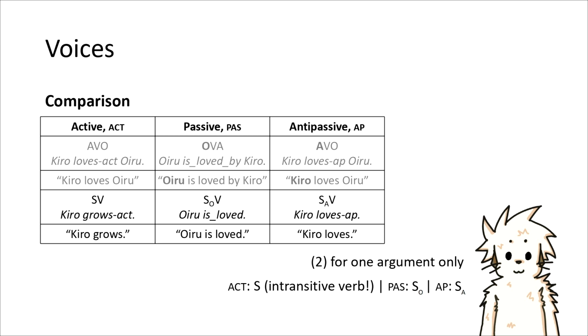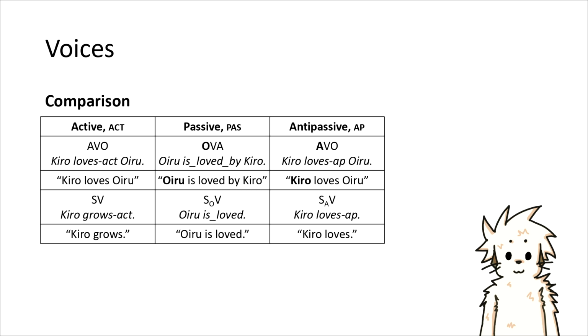The emphasis also determines how each voice behaves when there's only one argument. The active voice has a soul, which is the only argument for a strictly intransitive verb. The passive voice has a soul that comes from the object after the agent is omitted. And the antipassive has a soul which comes from the agent after the object is omitted. Therefore, the differences between the voices is emphasis of the arguments.